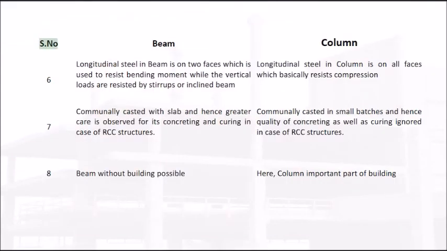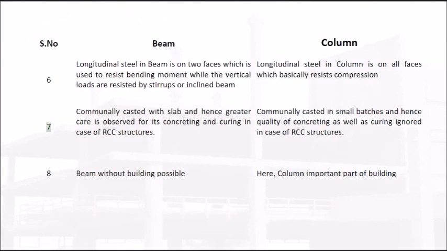Number, beam, column. 6. Longitudinal steel in a beam is on two faces, which is used to resist bending moment, while the vertical loads are resisted by stirrups or inclined bars. Longitudinal steel in a column is on all faces, which basically resists compression.